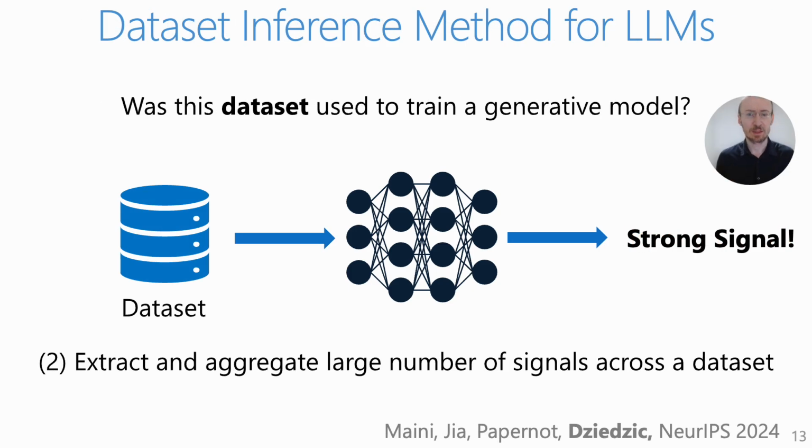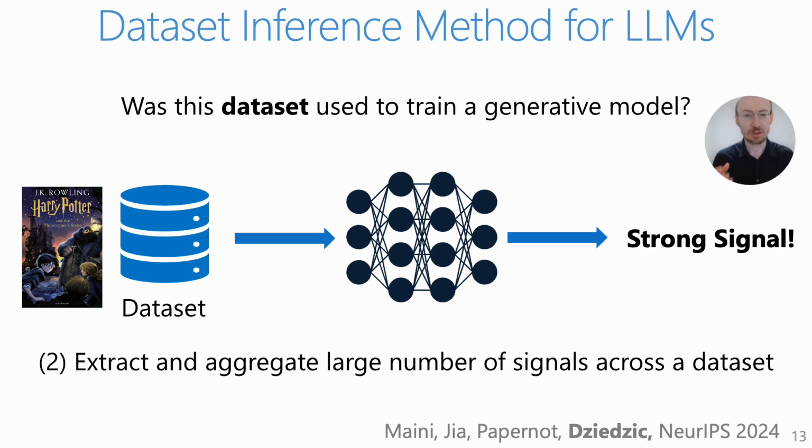Second, we also showed that when we extract and aggregate a large number of signals per sample and across a dataset like a whole book, then we can provide strong enough evidence to reliably identify training datasets. But we really need to also go beyond such a result to other models and also to provide these statistical guarantees of data being used to train a given model or not, even in the case of smaller datasets than just, for example, the whole book. So let me first go into this aspect of how we can detect datasets for LLMs.